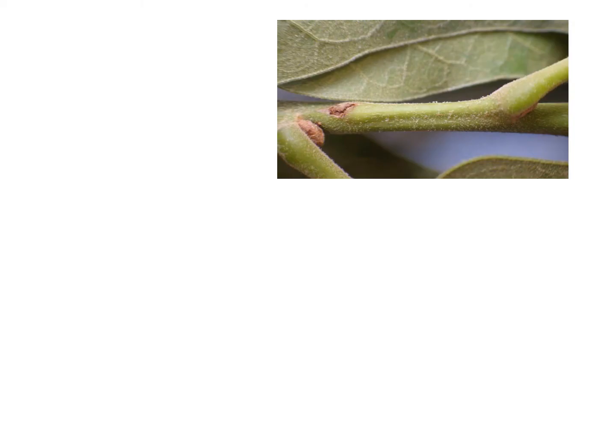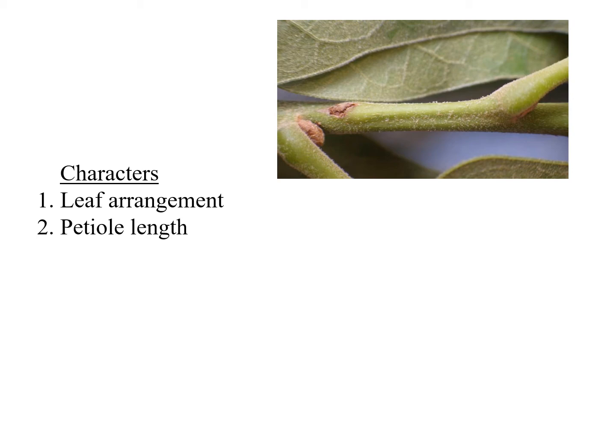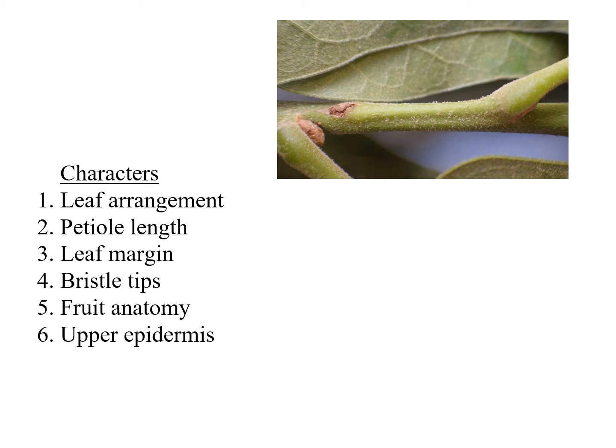So in our lab, and this is all, again, in our lab manual, we have a number of characteristics we're going to look at: leaf arrangement, petiole length, the leaf margin, the presence of bristle tips, fruit anatomy, the anatomy of the upper epidermis and the lower epidermis, seed germination traits. So those are the 8 characters or characteristics we're going to examine in our cladistic lab.